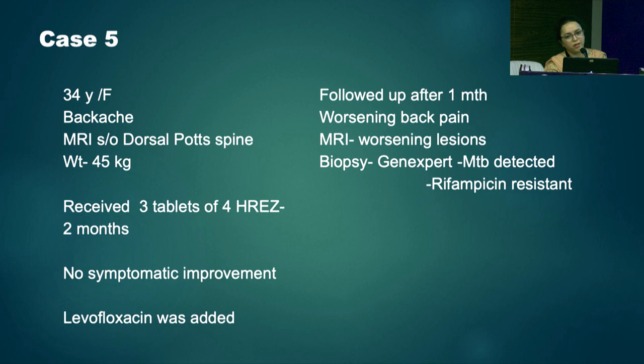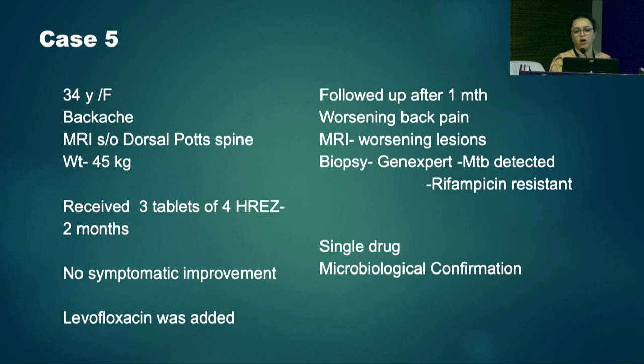She follows up after 1 month. There's worsening back pain. The MRI shows worsening lesions. A biopsy is done, which shows rifampicin-resistant TB. So what is wrong? A whole lot of things. The first and the foremost is that she's not been given a microbiological confirmation of her disease upfront, which should have been done at the very beginning itself, okay? So, you know, she wouldn't have wasted 3 months. And the second most important thing, as I've told you previously, never add a single drug to a failing regimen, okay? So a single drug was added, that is levofloxacin, and she was not given any microbiological confirmation of the disease.